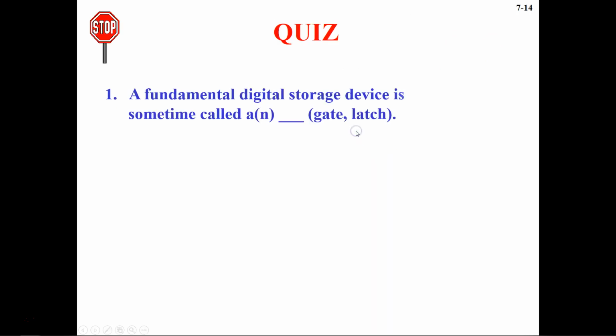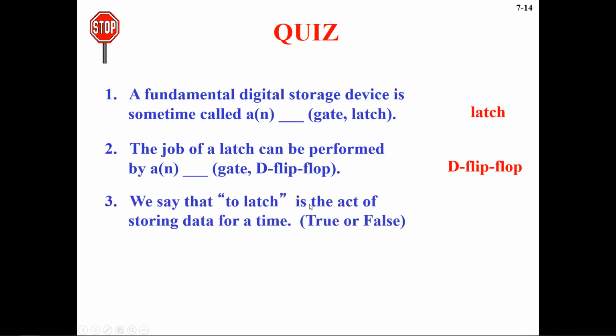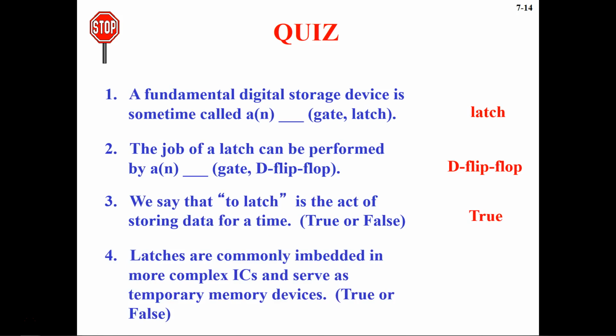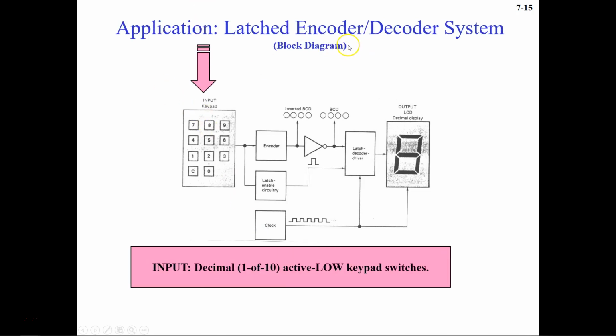Now let's go to the next slide. There are a couple of questions here. A fundamental digital storage device is sometimes called a latch. The job of a latch can be performed by a gate or a D flip-flop. It will be performed by the D flip-flop, so D flip-flop is the answer. Then, to latch is the act of storing the data for a time. Is it true or false? Yes, it is true. Then, latches are commonly embedded in more complex ICs and serve as temporary memory devices. Is it true or false? This is true.